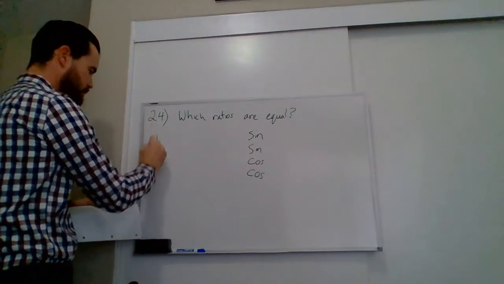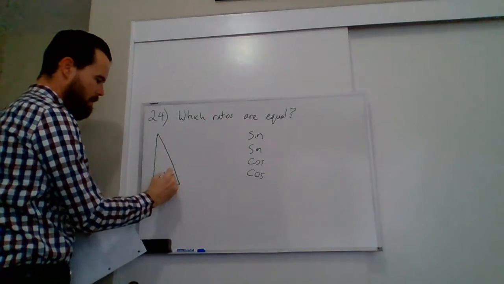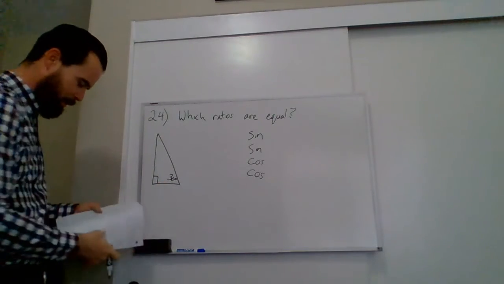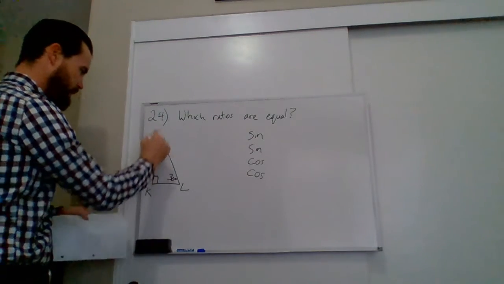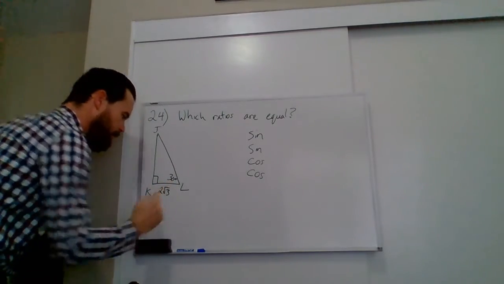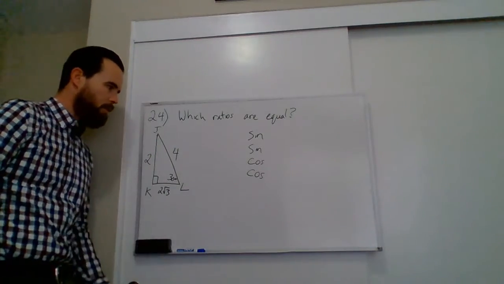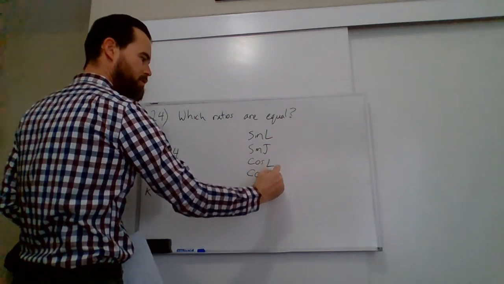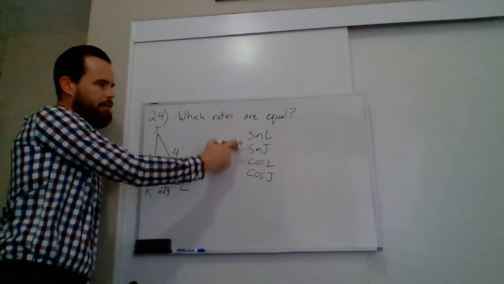So let's draw this triangle out. This is 30 degrees. We know that's not drawn to scale, but that's a 30-degree angle. Vertex L there, K, and J. 2 square root of 3, 2, and 4. So they want us to find sine L, sine J, cosine L, and cosine of J. So which of these ratios are equal?